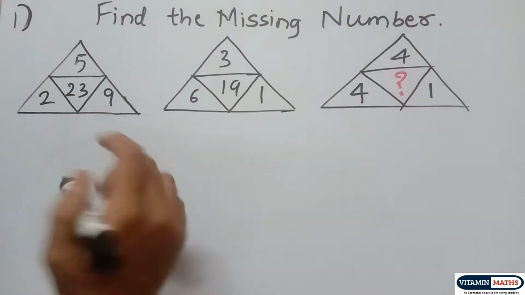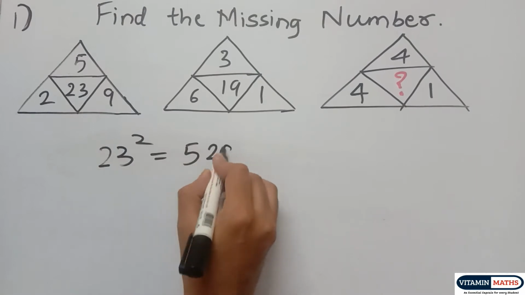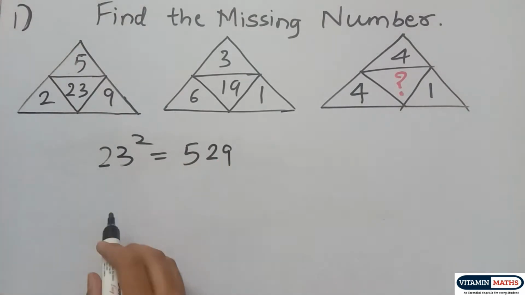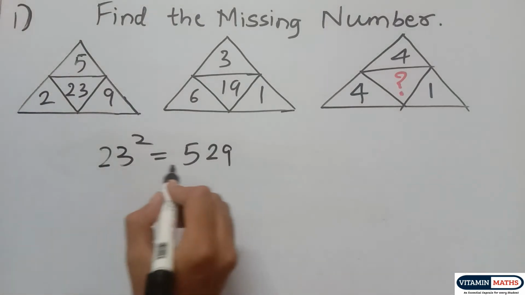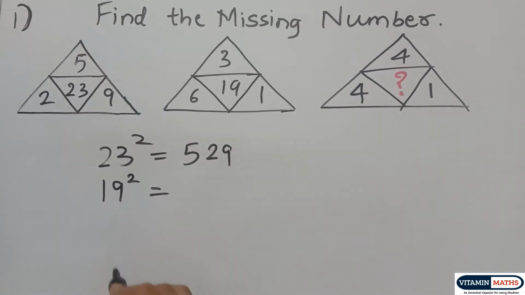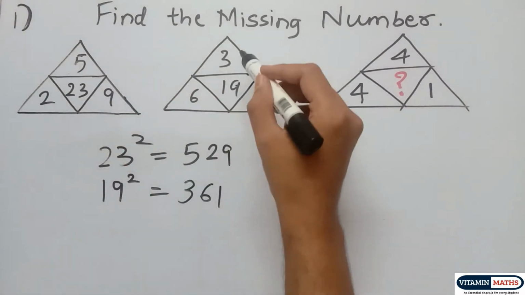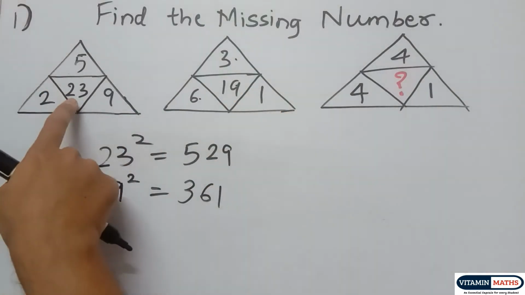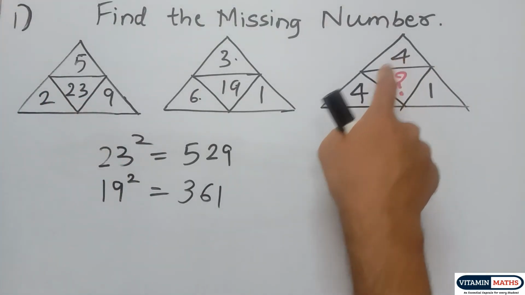So 23 square is 529. If you are unable to calculate the square, I have given a Vedic Maths trick for calculating a square within 15 seconds. You can watch that video. I will give the link in the description. 23 square is 529, and similarly 19 square is 361. So in this similar way, here the number is written here.